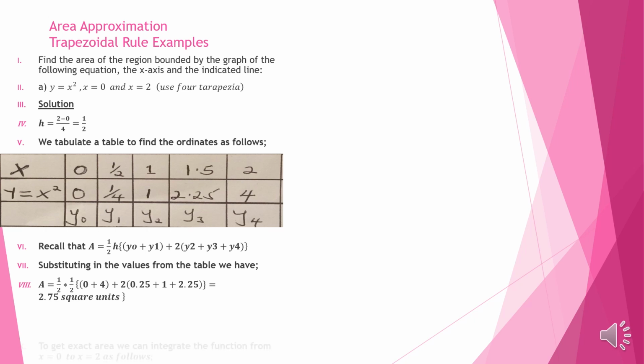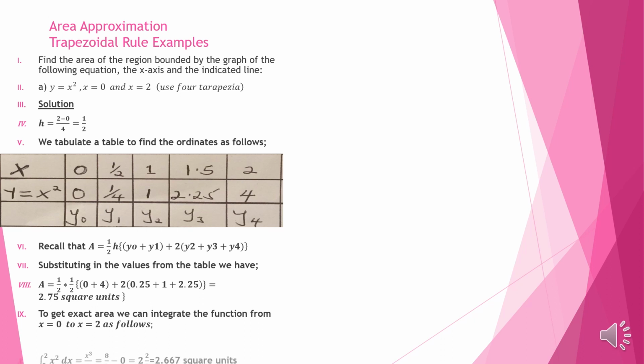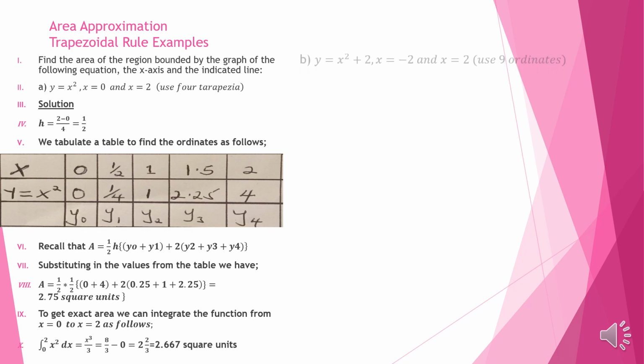To confirm that answer, we can decide to use the integral approach so that we can get the exact area by integrating that function from 0 to 2, and by so doing we get that the exact area for that case is 2.667. Remember, we can make our approximation nearer the exact area by using more trapezia. Remember this: the smaller the trapezium, the more accurate your answer becomes.